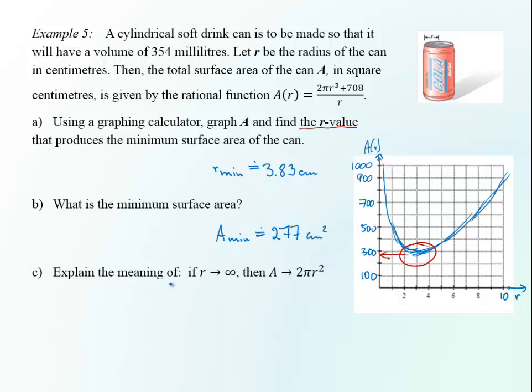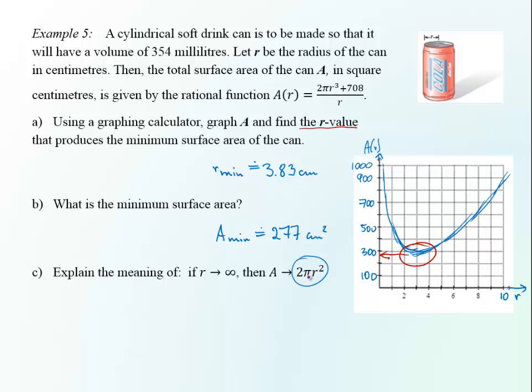Now explain the meaning of this statement. If r goes towards infinity, so if we're going farther and farther towards infinity, then A of r goes towards 2 pi r squared. So the statement tells us that for large enough r's, the formula for the surface area of the can is nearly the same as the formula 2 pi r squared, which is a quadratic function.